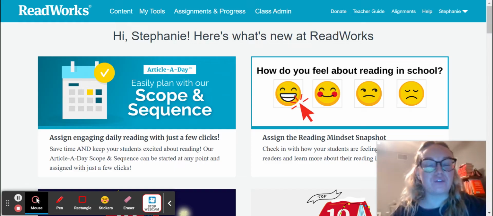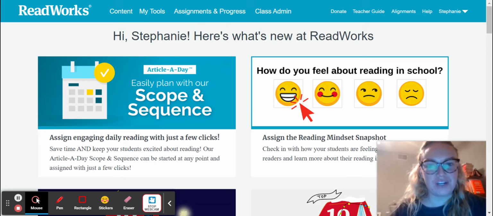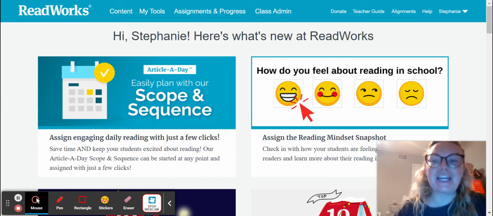I've used this as fast finisher work for students who finish quickly. I've used this as a workshop rotation during ELA rotations. And then the most important piece is I've always used this as a tool for differentiation. So when students needed a little bit more, or a little bit of review, this was a great resource for those things. So I wanted to quickly hop on and show you ReadWorks Article-a-Day.